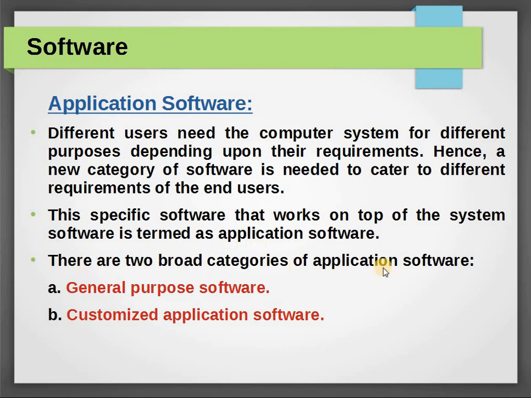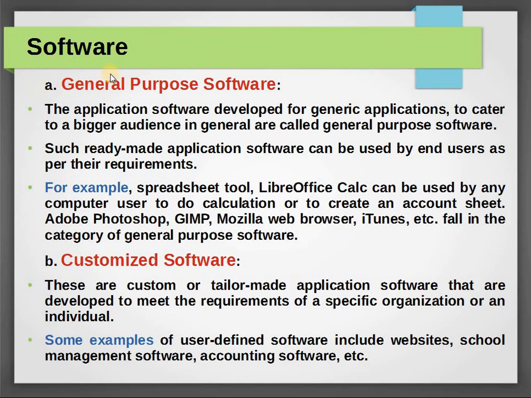There are two broad categories of application software. One is general purpose software, another is customized application software. We will study both types one by one. First is general purpose software. Application software developed for generic applications to cater to a bigger audience in general is called general purpose software. Such ready-made application software can be used by end users as per their requirement.